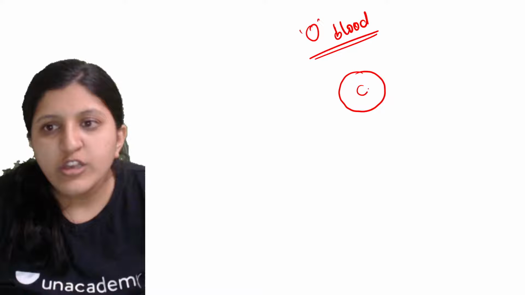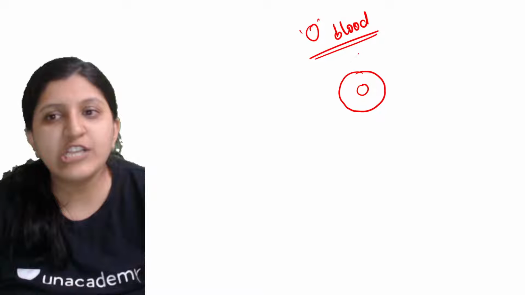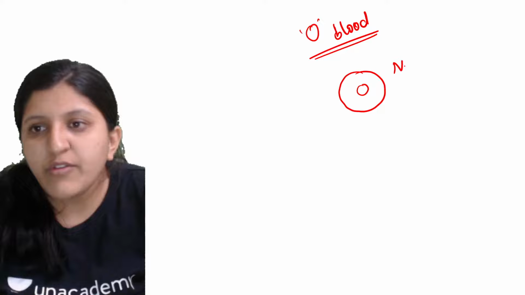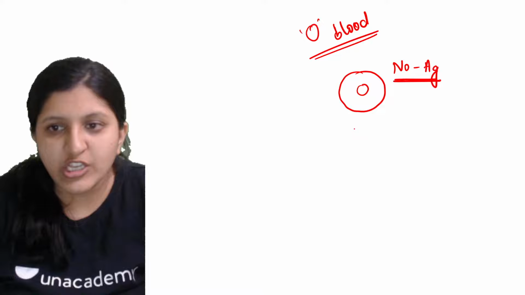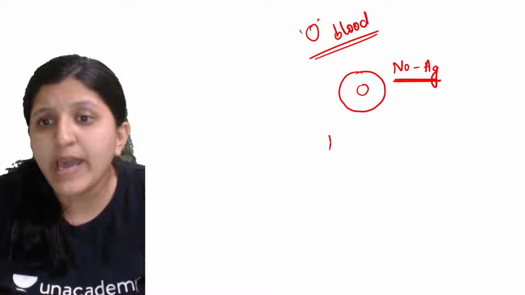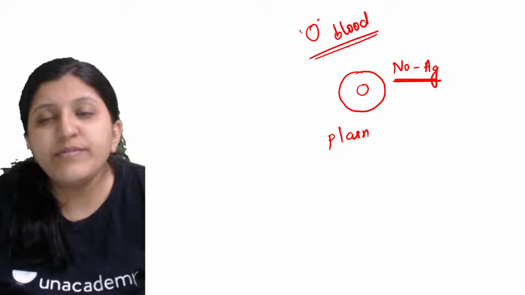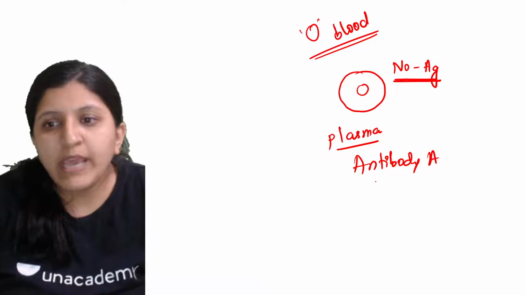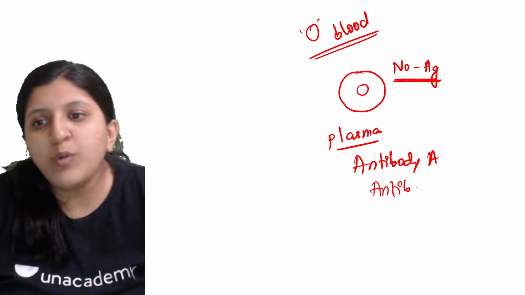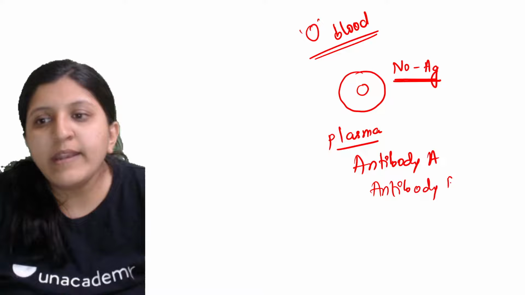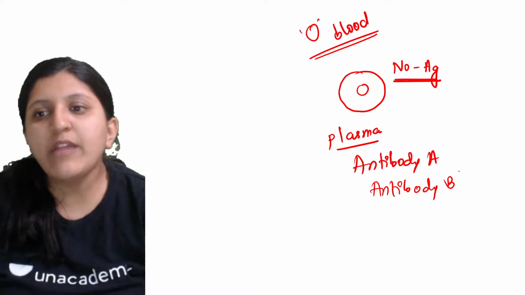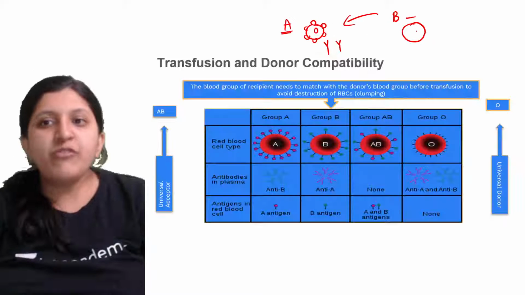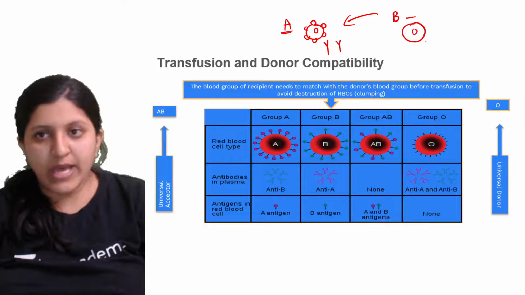Okay, so there is no antigen, so there is no A type of antigen or B type. On the surface we do not find any antigen. That is why the plasma of this individual will have antibody A, and also antibody B, both are there in the plasma. So we can find both antibodies in this blood group.